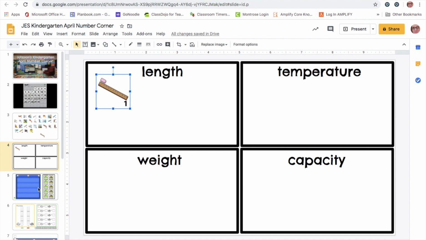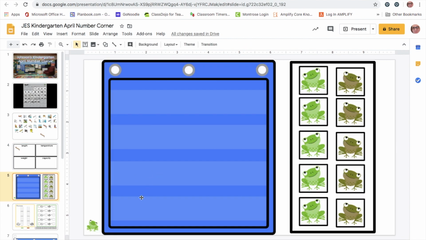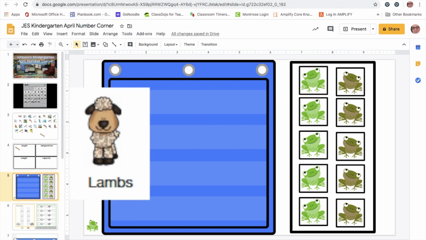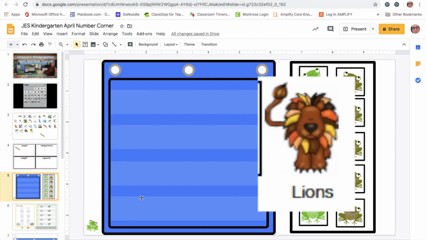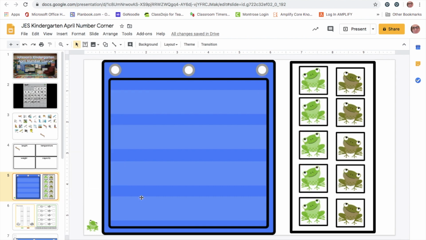Okay, so now we're going to look at our calendar collector. Now this month, wait a second, it looks a lot like what we collected last month. Last month, if you remember, because it's been a while, we were collecting lambs and lions. Give me a thumbs up if you remember collecting lambs and lions. Oh, a lot of you do. Good job.